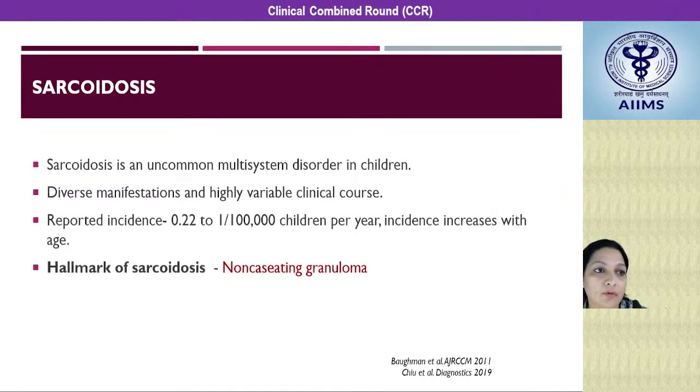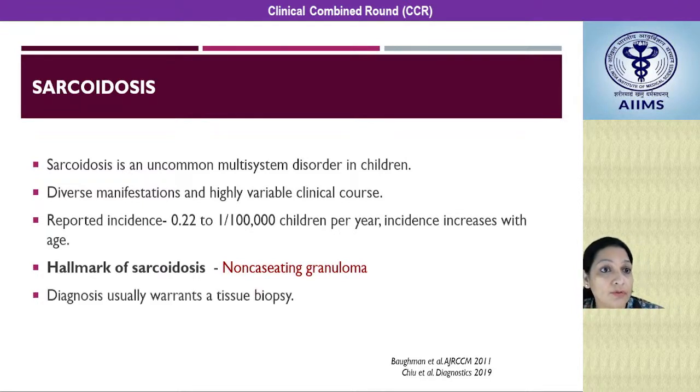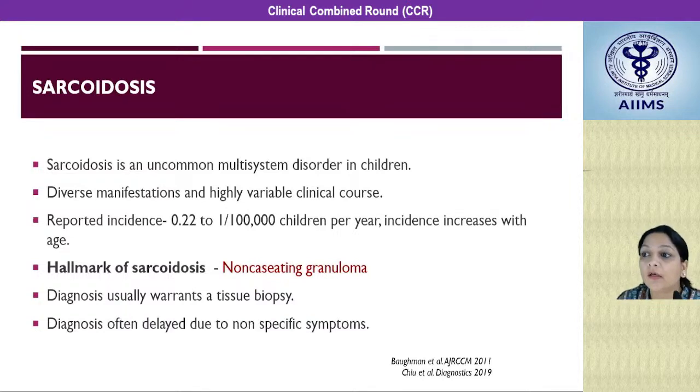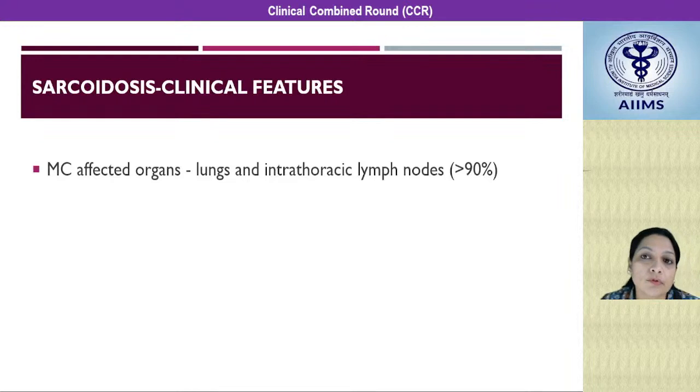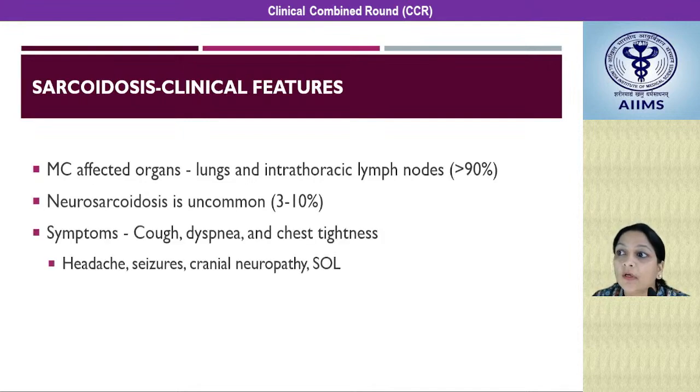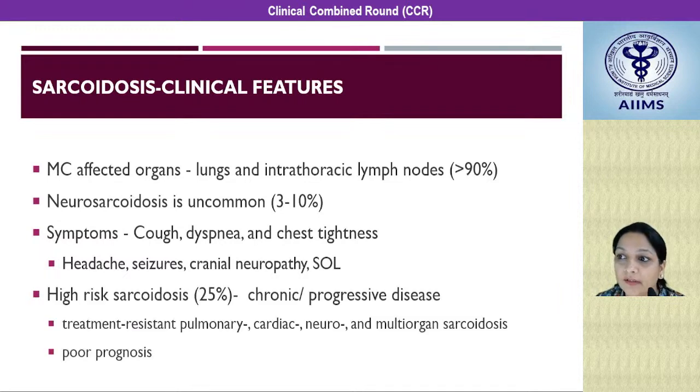The hallmark of sarcoidosis is a non-caseating granuloma, as we have seen, and the diagnosis needs a high index of clinical suspicion and generally warrants a tissue biopsy. However, the diagnosis is often delayed due to non-specific symptoms in children. So the most commonly affected organs are lungs and intrathoracic lymph nodes, and neurosarcoidosis is extremely rare in children. The common symptoms include cough, dyspnea and chest tightness, whereas neurosarcoidosis can present with headache, seizures, cranial neuropathy and space occupying lesions.